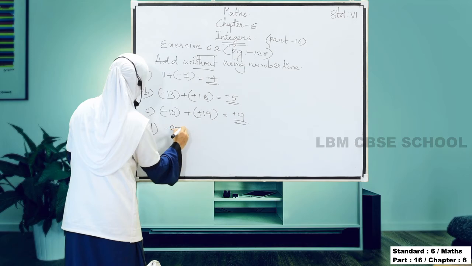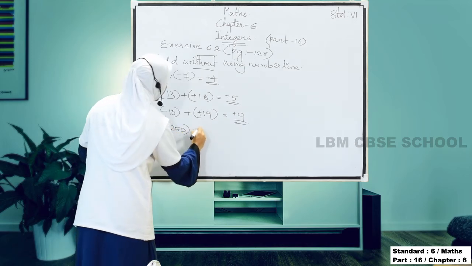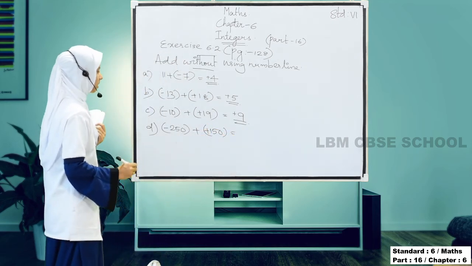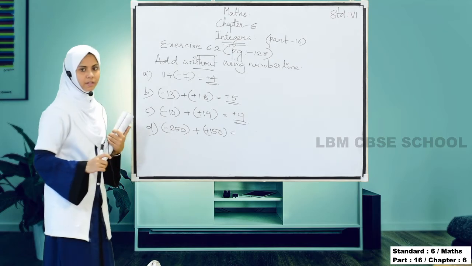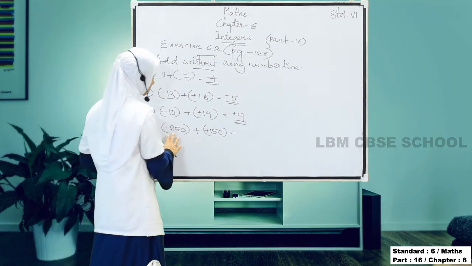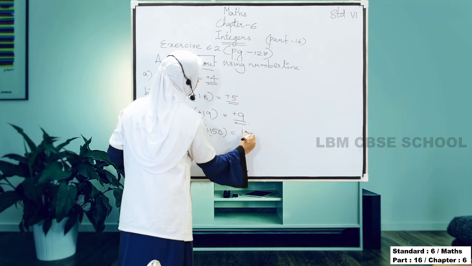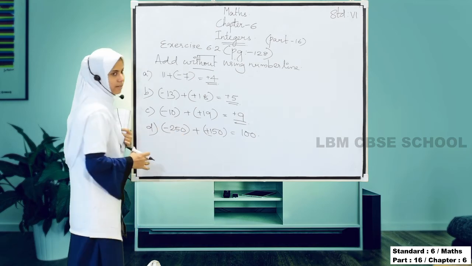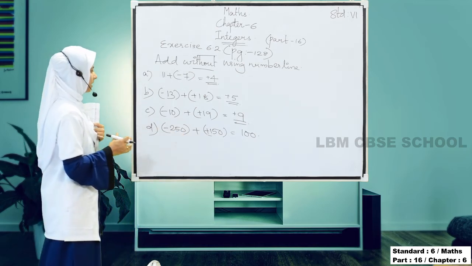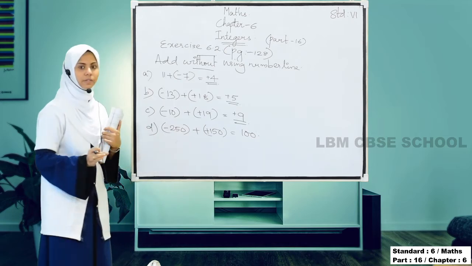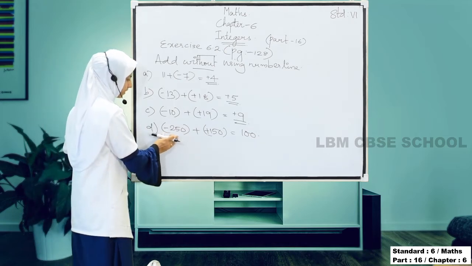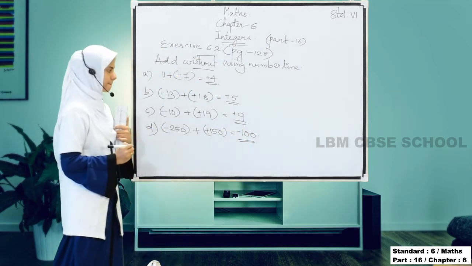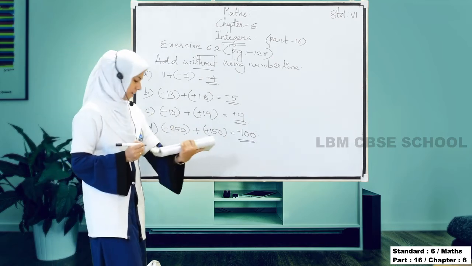Minus 250 plus 150. Here also one negative number and one positive number, isn't it? Then we have to subtract those two numbers. 250 minus 150, we will get the answer 100. And check which number is greater. Here 250 is greater, and check whether that 250 has a positive or negative sign. Here the 250 has a negative sign, so we have to put the negative. Understand? The next question.